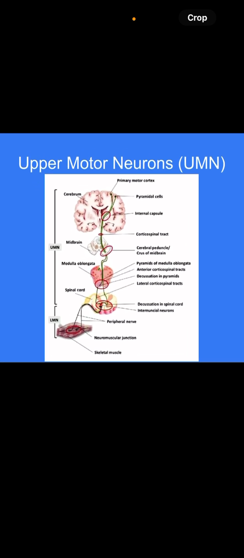For speech, the corticobulbar tract is the key pathway. So you can see right over here. It carries signals from the cortex to the cranial nerve nuclei in the brainstem, which we talked about in our previous video with the brainstem. And it controls the articulation, the phonation, the resonance, and swallowing.